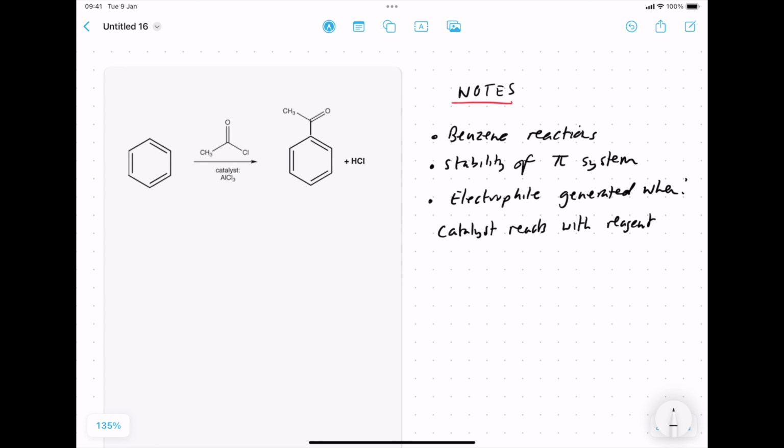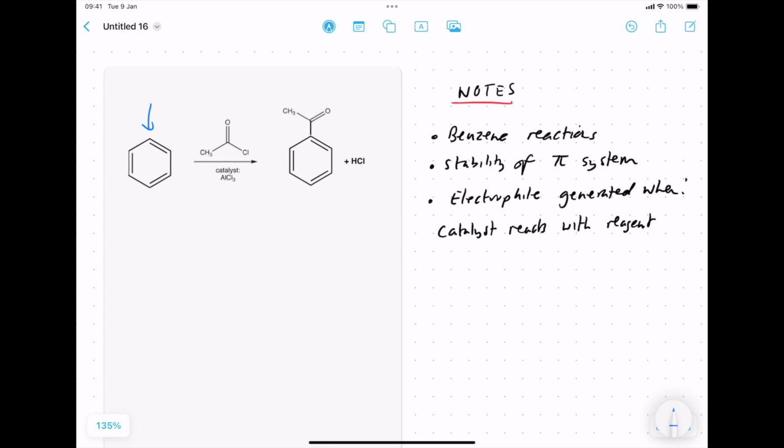So that is often written as an equation first before doing the mechanism. So that is actually what I'm going to start with. So let's get into it. So we have benzene reacting with an acyl chloride. This one is ethanoyl chloride.